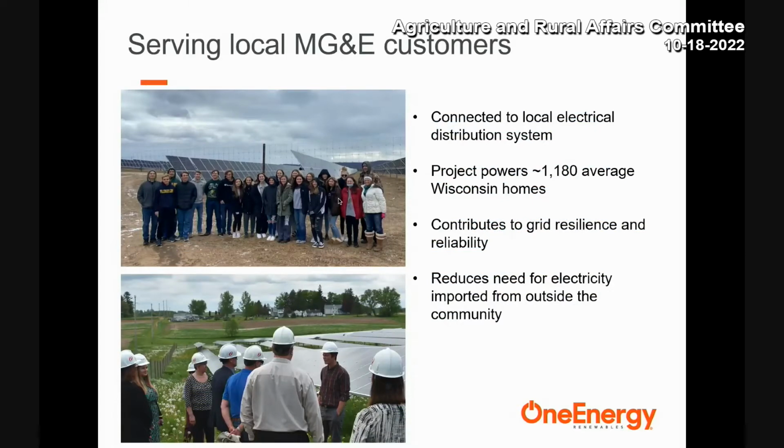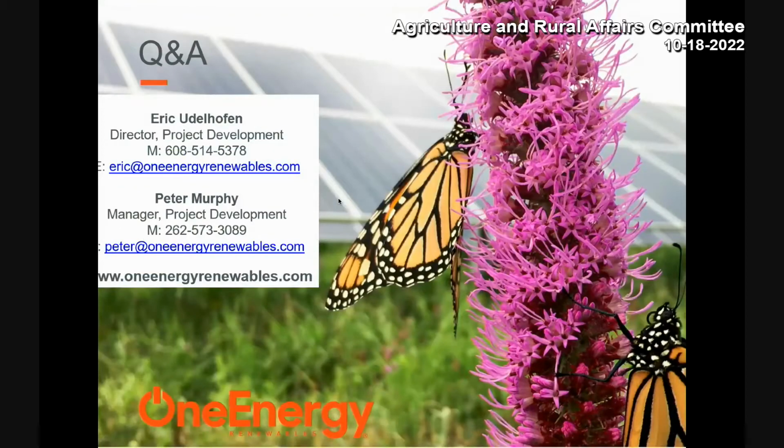And the project, as I mentioned earlier, would contribute to grid resilience and reliability, serve local MG&E customers, reduce the need for electricity to be imported from outside the community, and allow the system, if there are outages, to be brought back online more quickly than if there was not that system generating within the area. We've got my contact information here, but would love to respond to any questions that you might have.